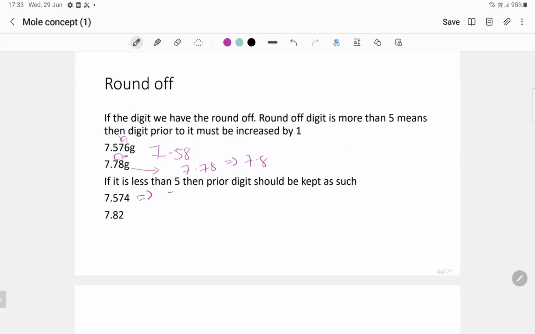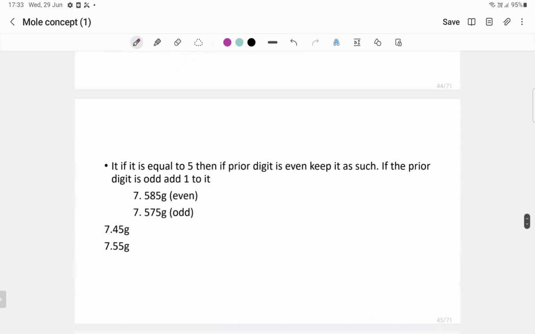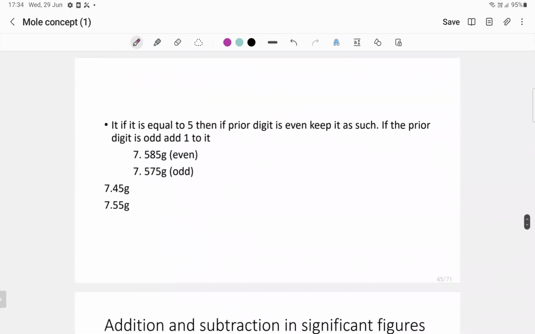So here it will be 7.57. As such, here it is 7.8. Clear with this one? Yes. So another one more thing is, take your time. Clear? Okay. Next one is, if it is equal to 5, where the preceding digit is even, keep it as it is.